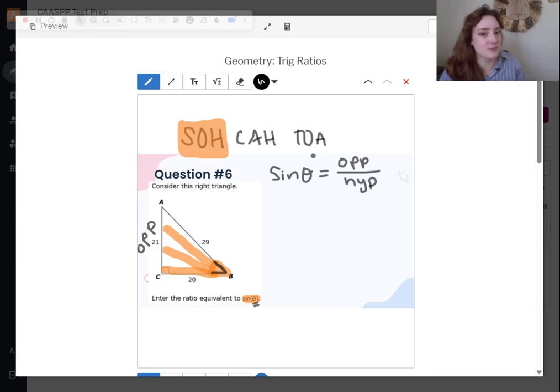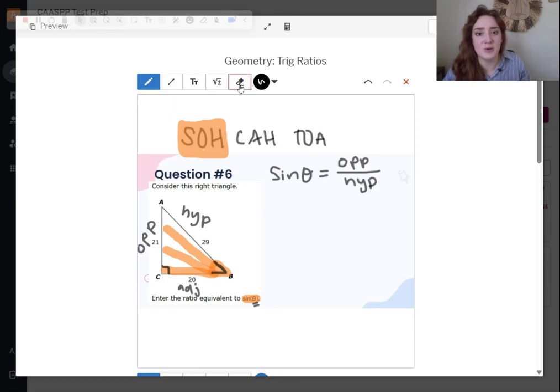We'll always start, when we're doing trig ratios, by labeling our triangle. The hypotenuse is always directly across from the 90-degree angle. It's also the longest side length, right? Notice 29 is larger than 21 and 20. So the hypotenuse is always the longest side and across from the 90-degree angle. And that leaves us with adjacent for the last one.